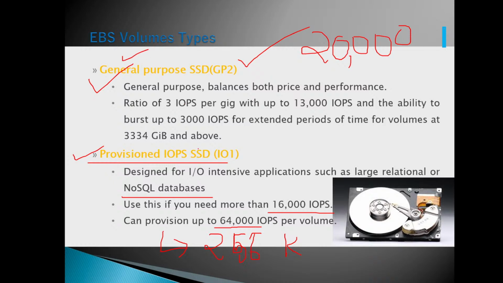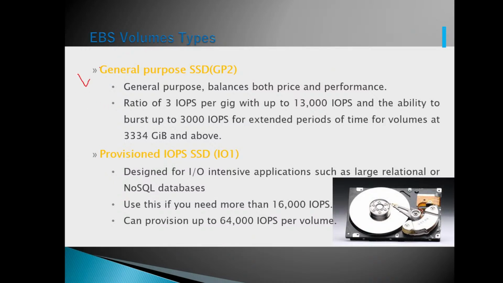Now, both of these hard disks can be used as a root volume. So you can install your OS and your application on both of these. Both of these are SSD. And what is their short form? General purpose is GP. And provisioned IOPS is short-named IO. And there are generations: IO1, IO2, IO3, GP1, GP2, GP3. Any question on these two types of EBS volume?